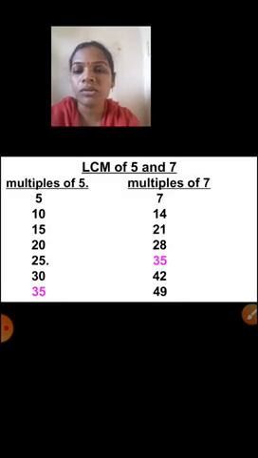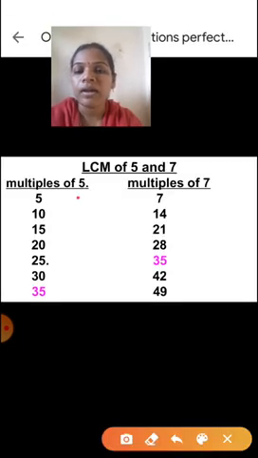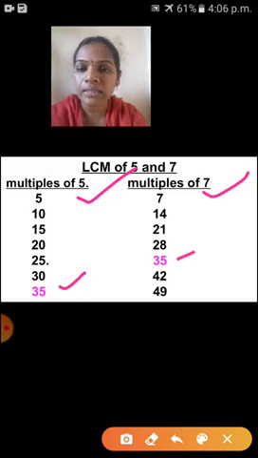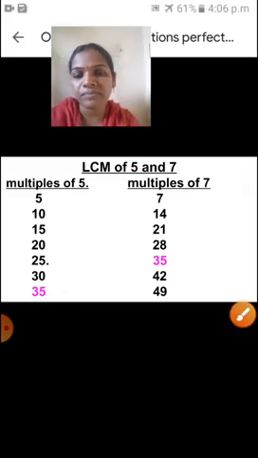So the LCM of 5 and 7 is 35. See here, I have written the multiples of 5 and also the multiples of 7. Through this slide you will easily get the LCM of 5 and 7. So here 35 and here also 35. So 35 is the LCM of 5 and 7. Understood, children?